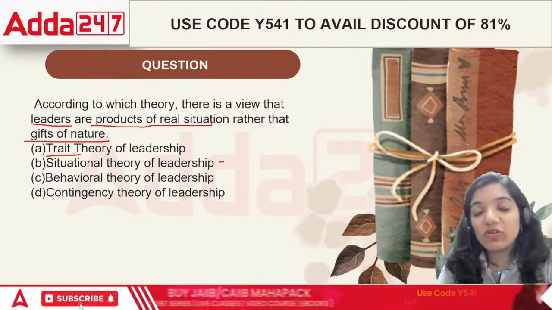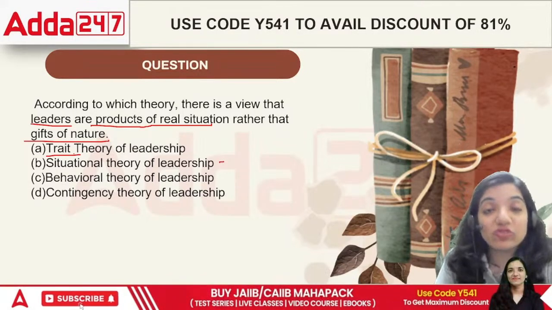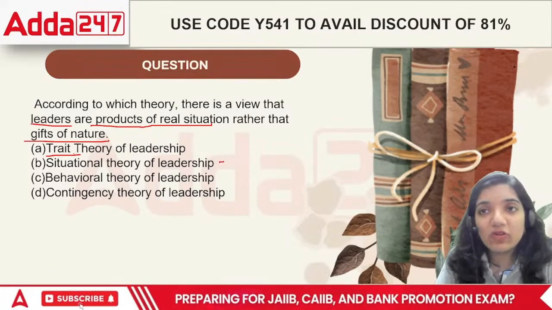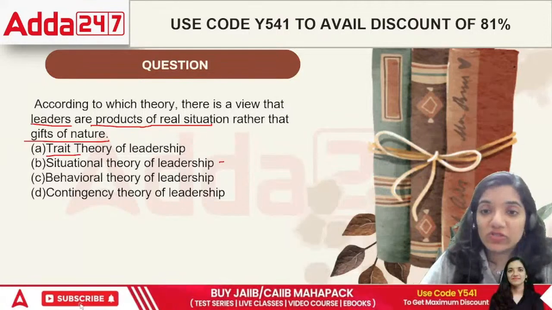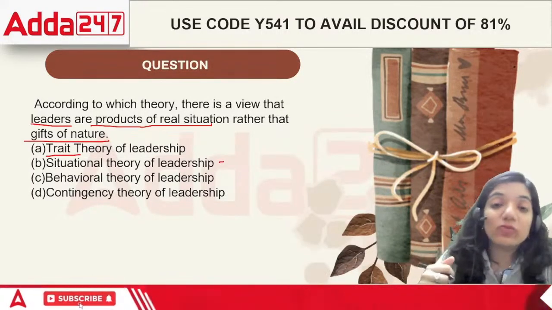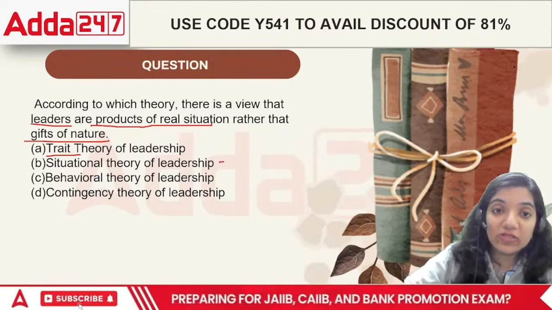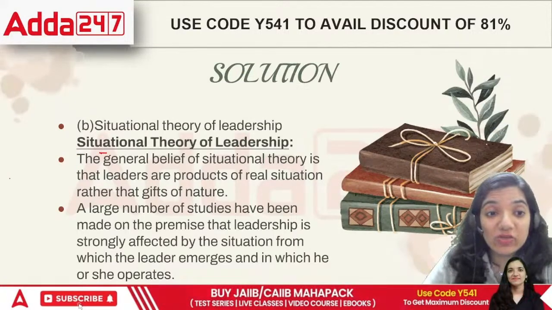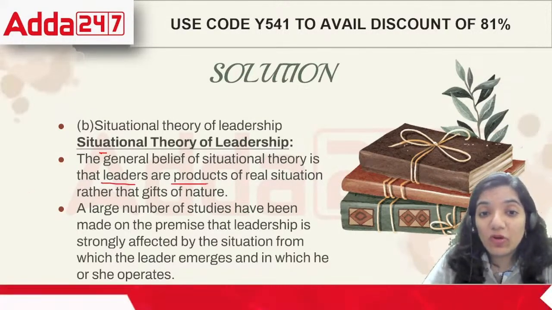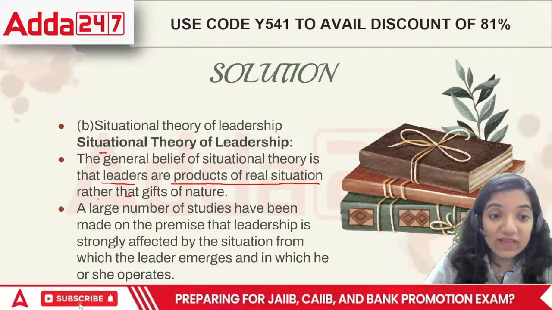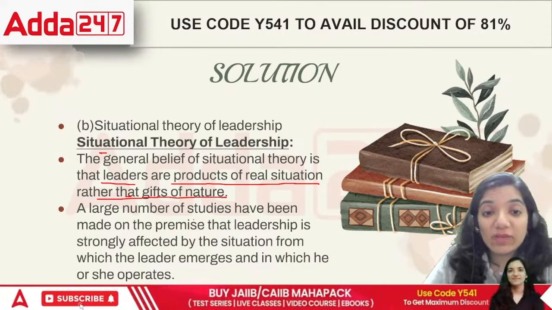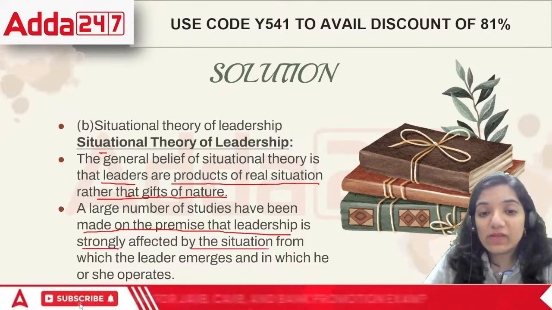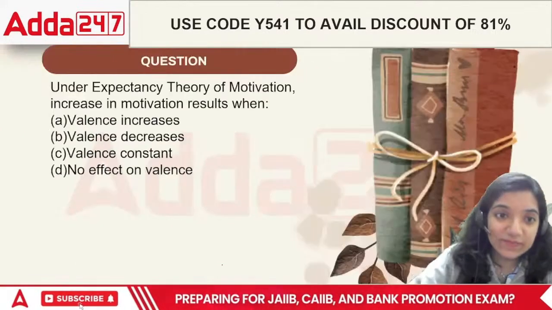Next is behavioral theory of leadership. It's all about the behaviors that are supposed to be there in terms of a leader. And then is contingency theory. Contingency theory means you never know what you will see in terms of the future. So the uncertainty brings out the best of that particular leader. So in this case, the correct answer is situational theory of leadership. The general belief in situational theory is that leaders are the products of real situations rather than the gifts of nature. Right? A large number of studies have been made on the premise that leadership is strongly affected by the situations from which the leader emerges.